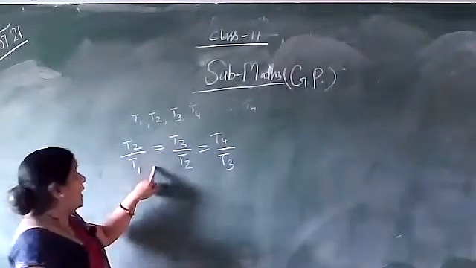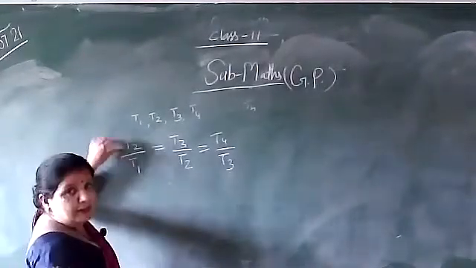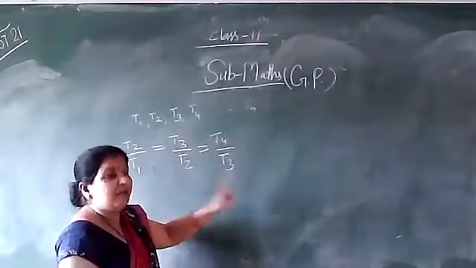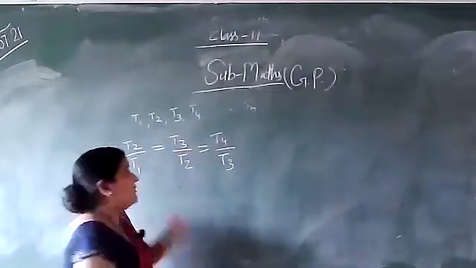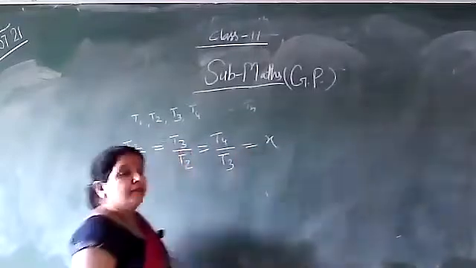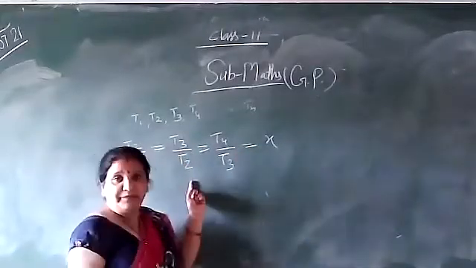Same, when we divide the second term by the first term, the third term by the second term, the fourth term by the third term, and we get a constant value, that means the same value. If we get the same value, it is called GP.